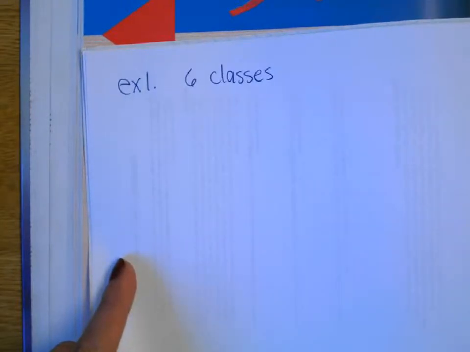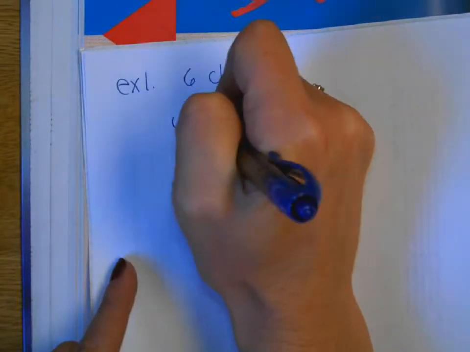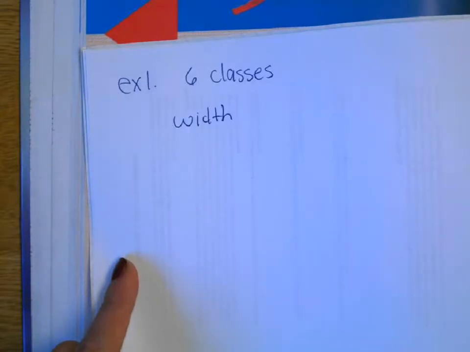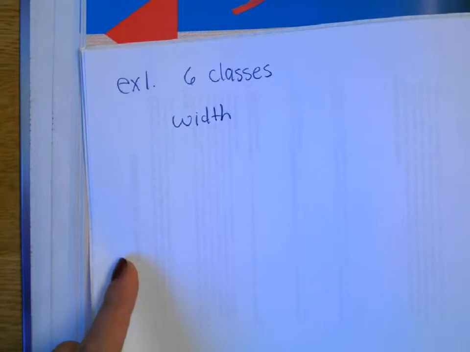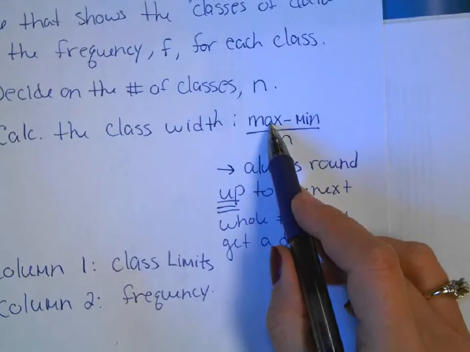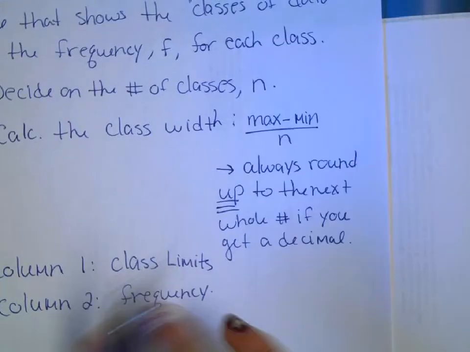So our first thing we're going to do after that is find the class width. The width is how many ages you're going to put in the first group, how many ages you're going to include in the second group, third, fourth, and fifth. And they all have to be evenly sized. So we're going to figure out what that class width has to be. Using our formula, we're going to take our max minus min and divide by the number of classes.